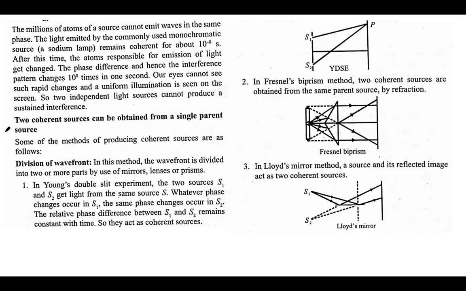Two coherent sources can be obtained from a single parent source. यही जो हम बात कर रहे थे, सिंगल पेरेंट सोर्स को हम लोग दो पार्ट में स्प्लिट कर लेते हैं और उससे कोहेरेंट सोर्सेस हम लोग निकाल लेते हैं.